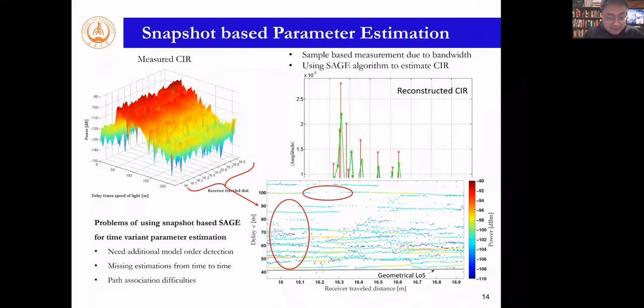And the third, which is also the most important one, is that we need a very complex algorithm to associate different paths, because SAGE is a snapshot-based algorithm. So from the previous time to the next time, we have no idea. I estimate 10 paths before and also estimate 10 paths later, but how can we associate these 10 paths? Which path belongs to which one a second before? So that's the most difficult part.